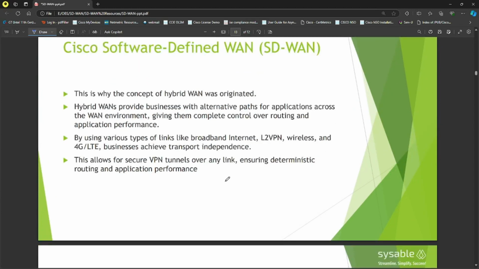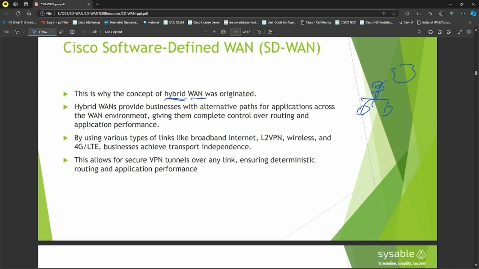This is why the concept of hybrid WAN originated. Because the demands were increasing as the technology evolved, hybrid WAN was implemented. Again, hybrid WAN means the same thing, connecting your on-premises device to the cloud. But the only difference is that in the traditional model, everything goes to the data center first.